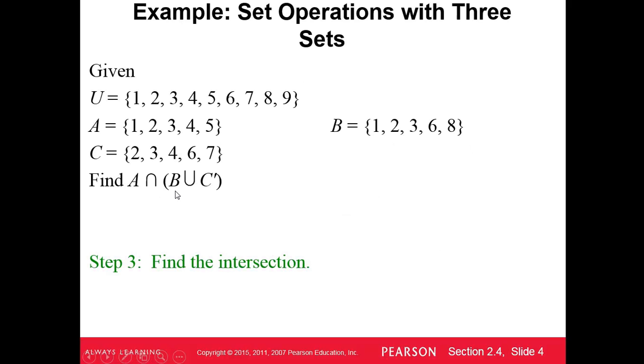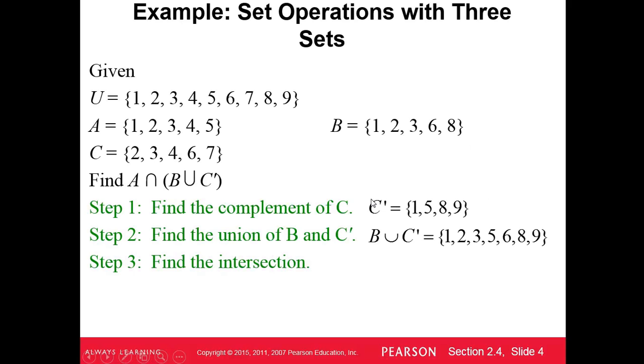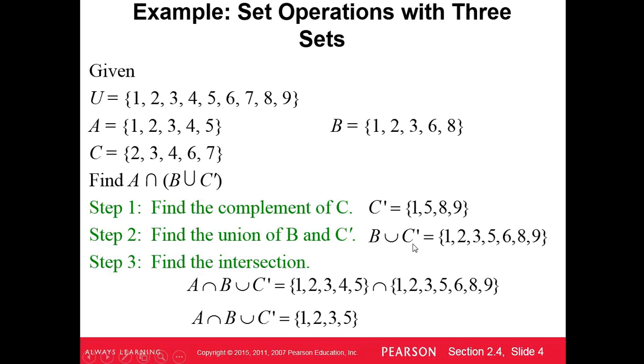And then I'm going to put that together with B. So I'd have 1, 2, 3, 5, 6, 8, and 9. And then I want to find where does that overlap with A. So the first thing we're going to do is find the complement of C, 1, 5, 8, 9. Then your union of B and C complement, which was 1, 2, 3, 5, 6, 8, 9, as I said. And then where do they overlap? Look carefully at these 2 sets. What do they have in common? 1, 2, 3, and 5.